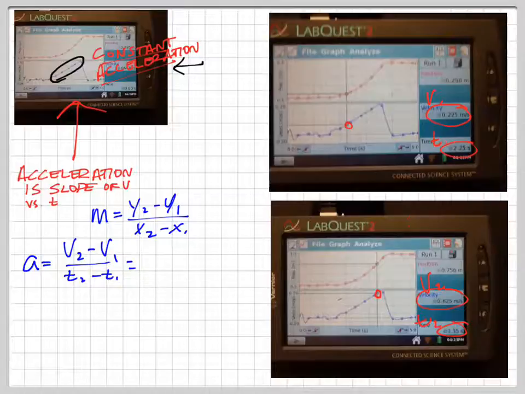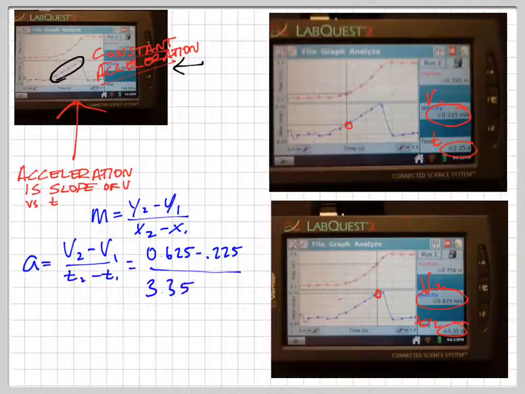So for what we have, velocity 2 is 0.625 minus velocity 1, which is 0.225, divided by time 2, 3.35, minus time 1, 2.25.